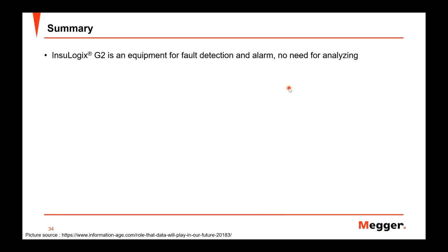Summary: Isologic G2 is an equipment for fault detection and alarm. No need for analyzing, just monitor the rate of change and the parameter. It can measure the acetylene down to 0.5 ppm, so you can detect any fault that happens inside of your transformer, any change inside of your transformer. The accuracy is also plus or minus 0.5 ppm, so no false alarm will occur.